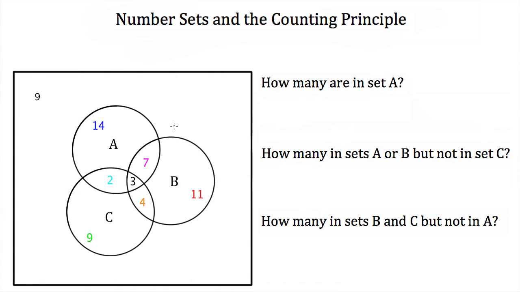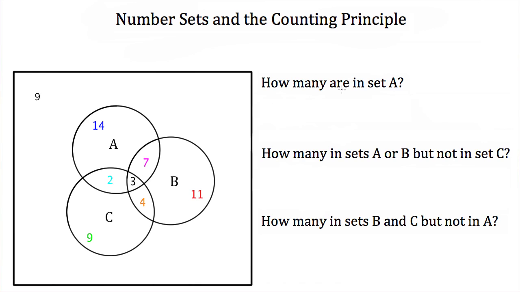Sometimes we'll be given a Venn diagram illustrating the number of different elements in each different set. We have set A, B, and C in this Venn diagram, and these numbers illustrate the amount of elements in each set. So there are 9 elements not in any of the 3 sets. There are 14 elements just in set A. There are 3 elements here that are in set A, B, and C.